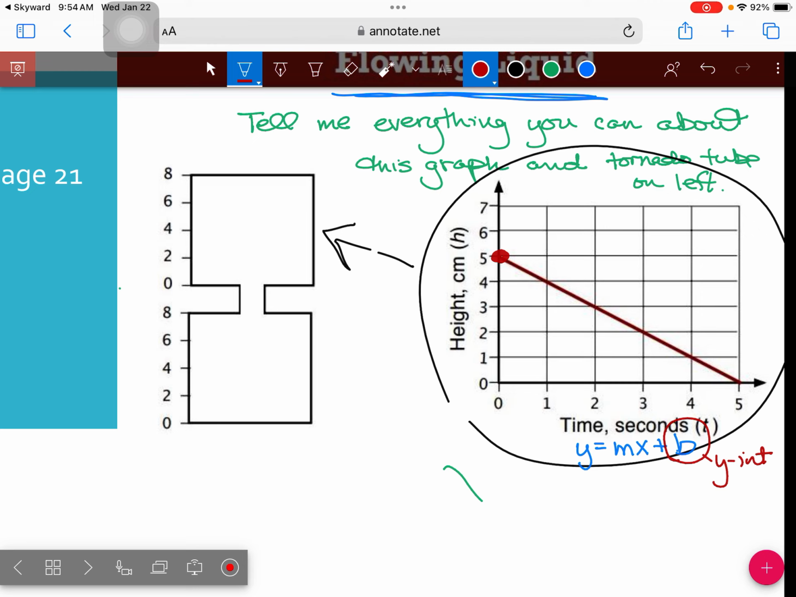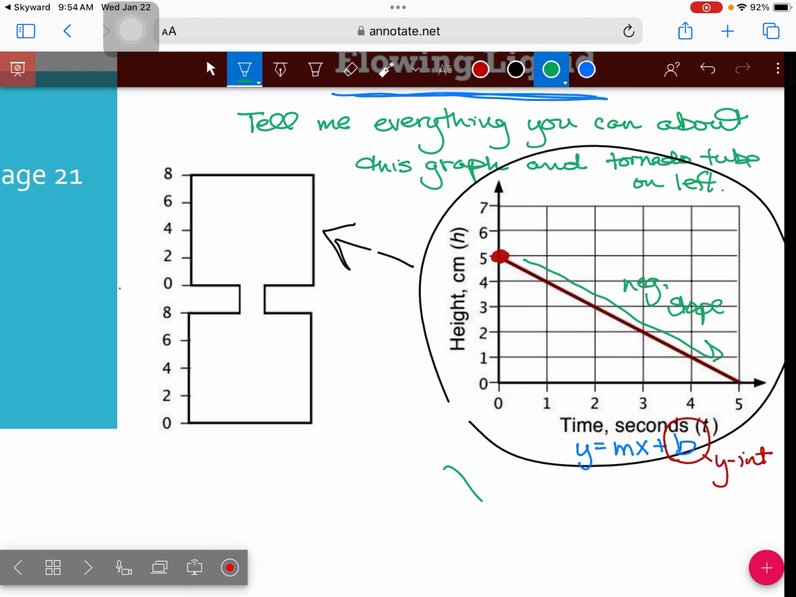Is this a positive or negative slope? Negative. How do you know? The line is decreasing. It is going down. So this is showing negative slope. Okay, it is going down.